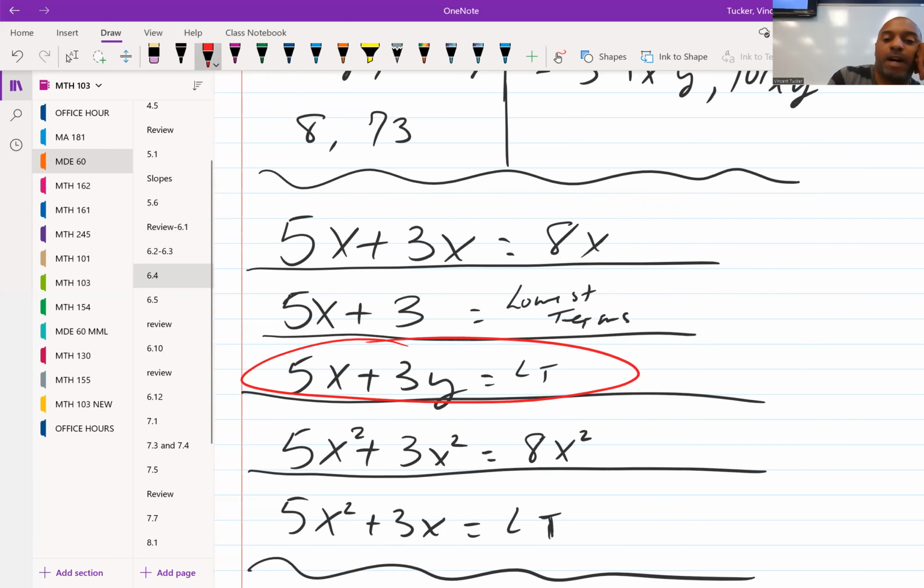The third one, we have 5x plus 3y. Once again, something's different here between our two terms. One has x, the other one has y. So you cannot add them together. That's already considered being in lowest terms.